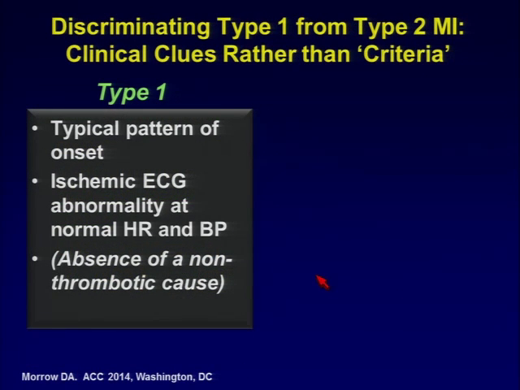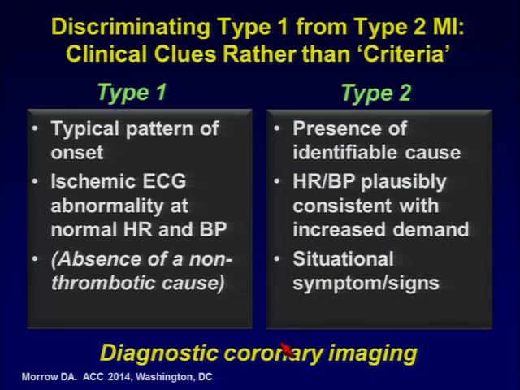So I'd say at best we have clinical clues rather than firm criteria at this point for type 2 myocardial infarction. And I think the most important is really at the bottom, which is that we are trying to identify patients with type 2 myocardial infarction as having an absence of a non-thrombotic cause. The typical pattern of onset may be helpful in type 1. Ischemic ECG abnormalities at normal heart rate and blood pressure, as opposed to type 2, where there's presence of an identifiable cause of supply-demand mismatch.